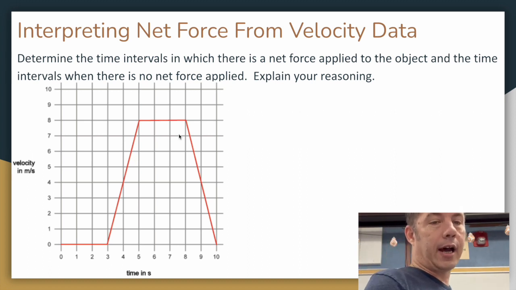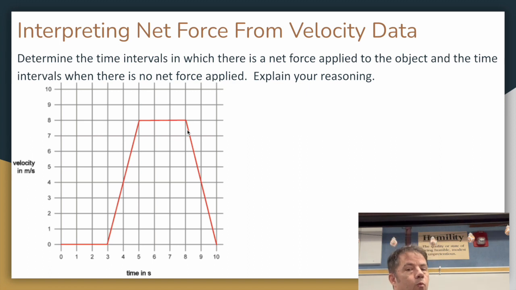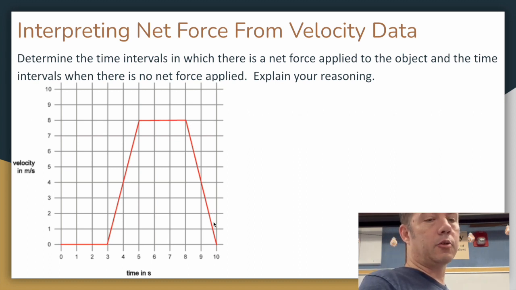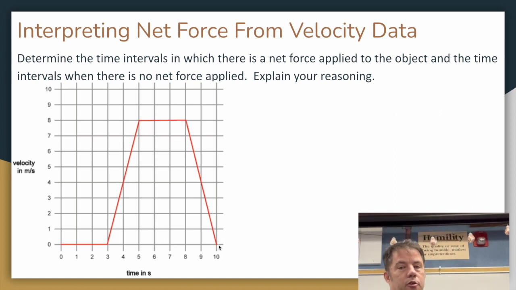What about from 5 to 8 seconds? It's a flat line. Not speeding up or slowing down, so no acceleration, no net force. And then the last one, we go from 8 meters per second all the way down to 0 meters per second. We're slowing down in this case, so it's a negative acceleration, which means it's against motion.